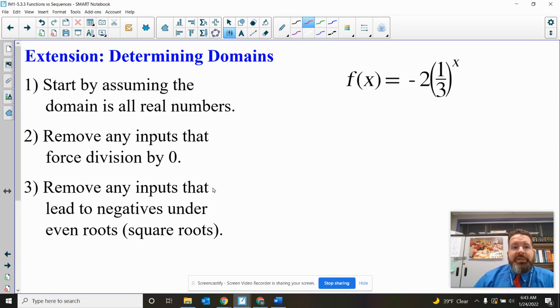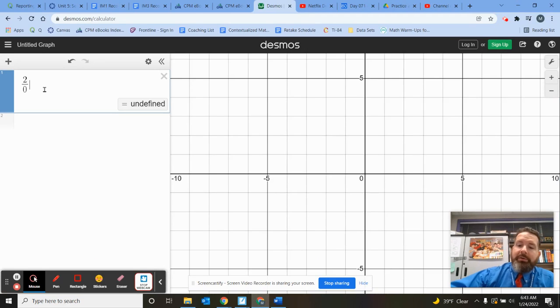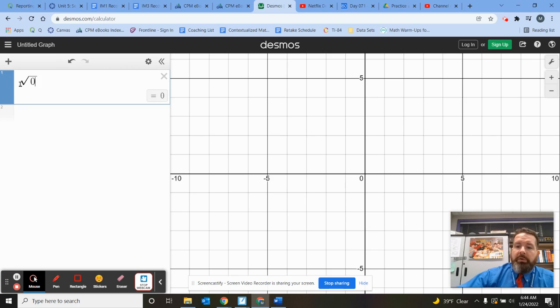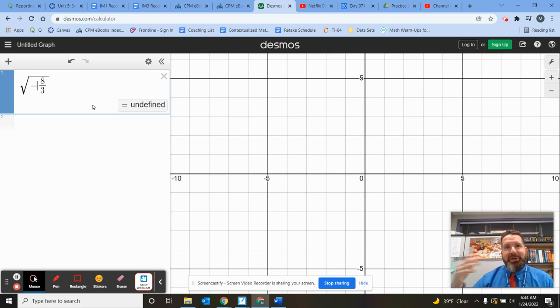Another common restriction is if you have a square root with a negative number underneath it. So I'm also going to hop back to the calculator here real quick. You can do a square root of 0. There we go. That works. You can do a square root of 6. You can do a square root of any positive number. Decimal, fraction, doesn't make any difference. But you can't do negatives under a square root. Those end up being what we call imaginary. They don't work out the same way.